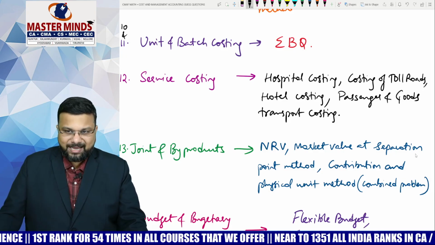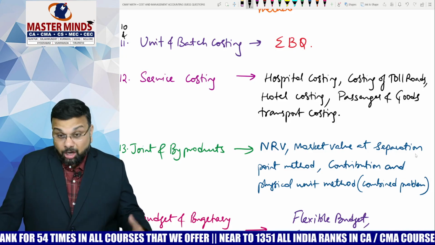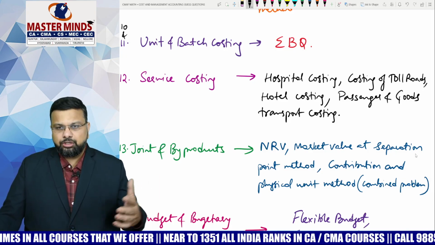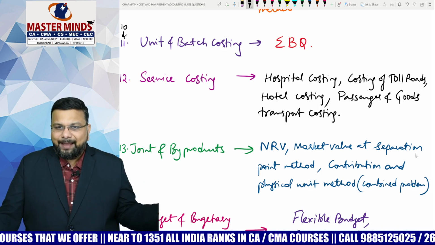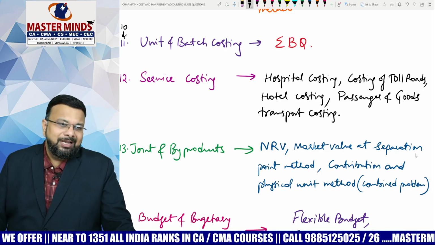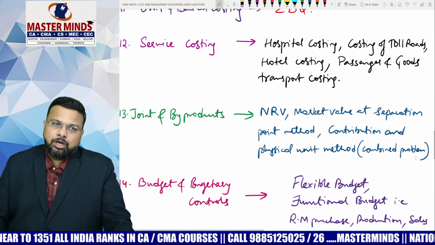Last but not least is passenger and goods transportation costing. Okay, when it comes to passenger costing, it's quite easy. When it comes to goods transportation costing, you have 2 methods for calculation of ton kilometers, commercial ton kilometers and absolute ton kilometers, right? So those are the 2 things that you need to focus on. 13th one is joint and byproducts. When it comes to joint and byproducts, you have problems.